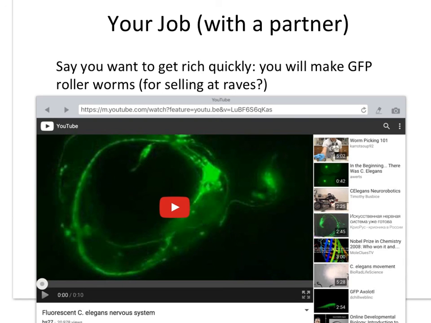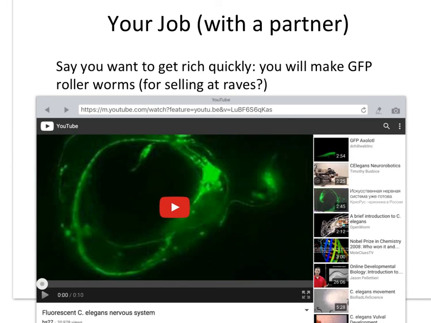So what I want you to do, you don't have to do this with a partner, although you can if you want to since we're out of time. Check out this worm. This is a green fluorescent roller. It's spinning around in a circle, and it's got GFP, a green fluorescent protein in it. So I was looking at this video and I was thinking, this would be kind of cool to have as jewelry or something you passed out at raves. You put it on your wrist and it rolls around on your wrist and it glows.